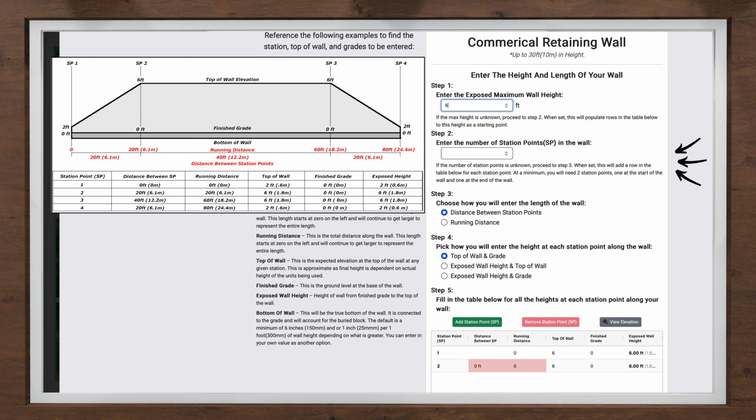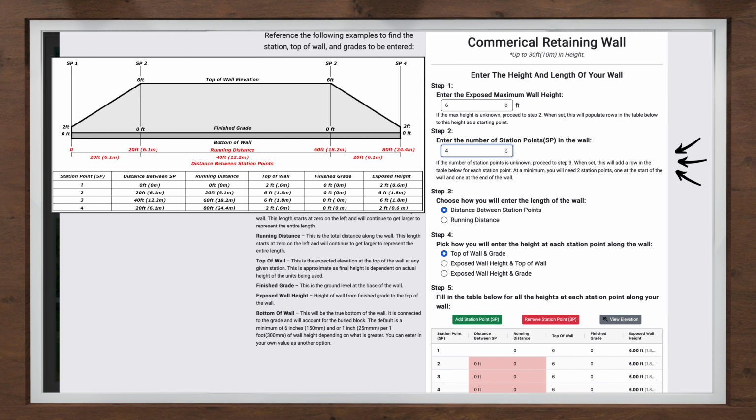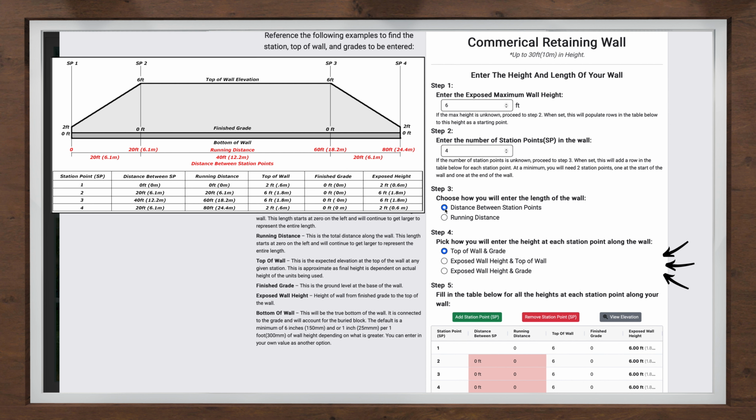Step 2 is to enter the number of distinct station points for your project profile. For this project, you will need 4 station points, so let's enter the number 4. This simply expands the table for entering wall details. At each station point, either use the top of wall as defined by the maximum height you entered, or adjust as needed to properly define the wall you wish to estimate. Step 3 wants you to choose the method you want to use to enter in the length of the wall. Let's use the distance between station points for this example. Step 4 asks what information you have to enter in the height of the wall. We will use the top of wall and grade elevations option.